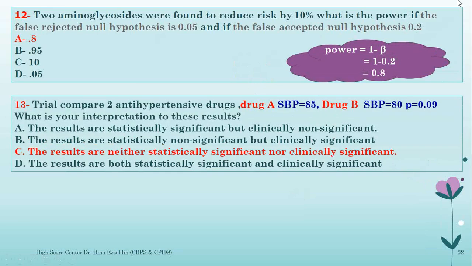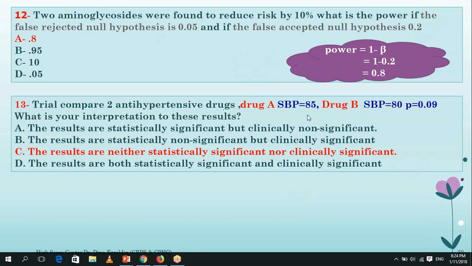A trial compared two antihypertensive drugs. Drug A, systolic blood pressure 85, and drug B, systolic blood pressure 80. The p-value is 0.09. Oh, it's more than 0.05, so non-statistically significant. So statistically, there is no difference. But clinically, there is a very small difference between the two measures of systolic blood pressure, 85 and 80. It's very small. It has no effect on the blood pressure. What's your interpretation of these results?